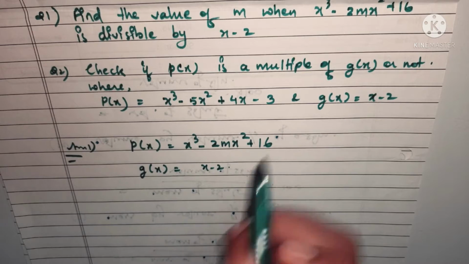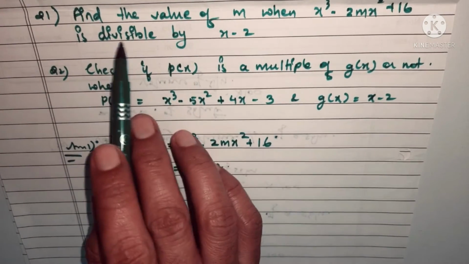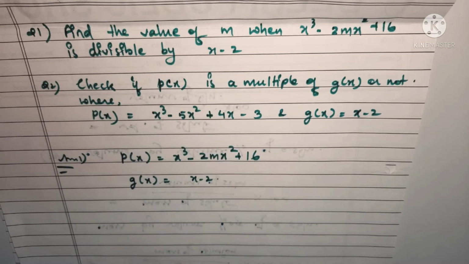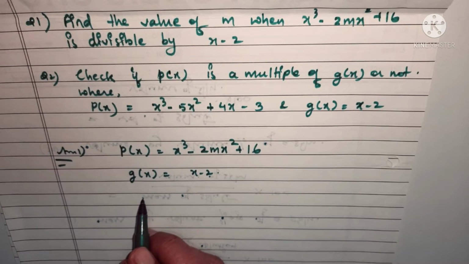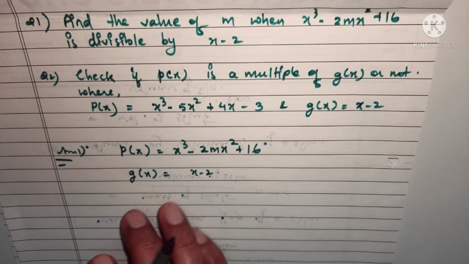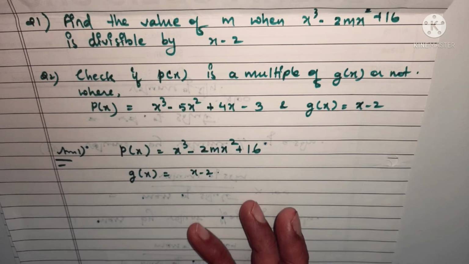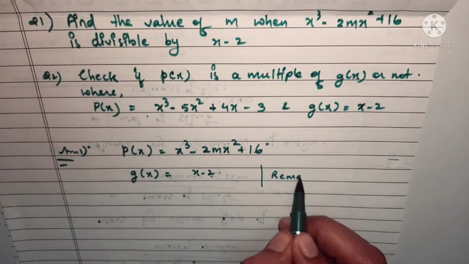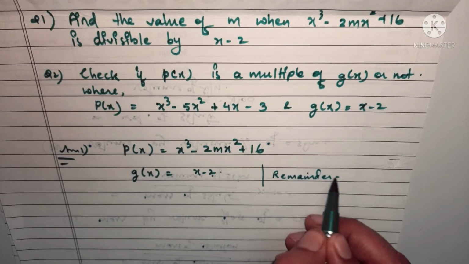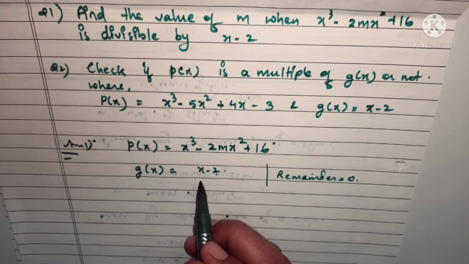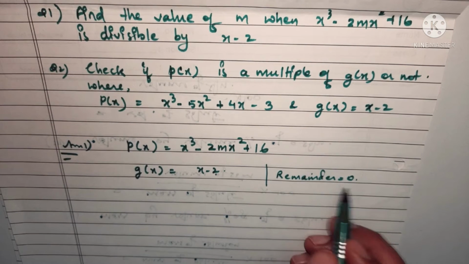Since you are given that this polynomial is divisible by this, it means that you are having a remainder equal to 0, isn't it? You must be having a remainder equal to 0, right? It means what is given here? It is given that your remainder must be equal to 0 because this polynomial is divisible by this. Now let us try to find out whether remainder is 0 or not.